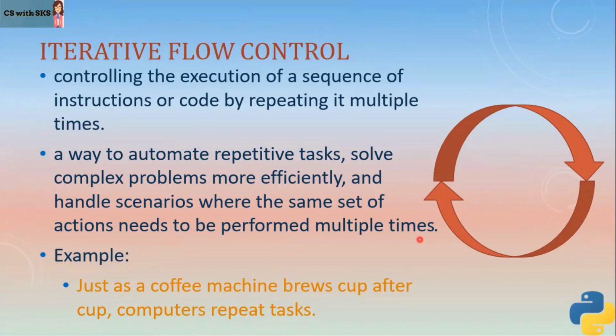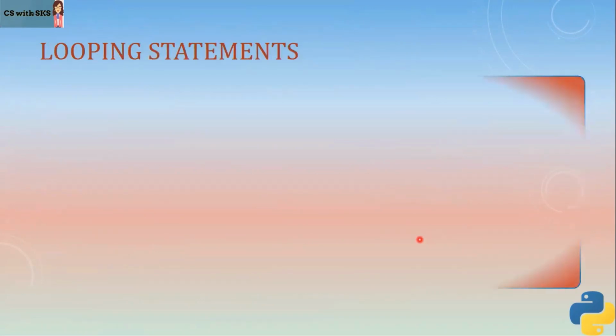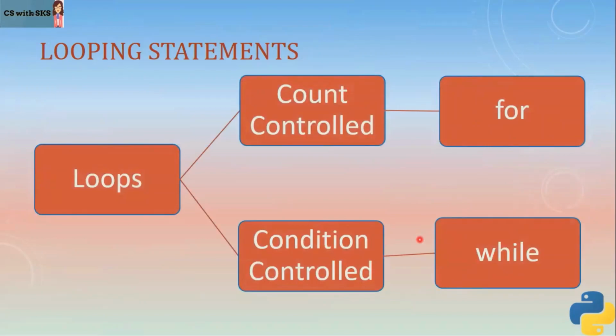To understand iterative flow control, first of all, we need to understand what are looping statements and their types. There are two types of loops. One, count controlled, and the other one is condition controlled. So sometimes we already know how many times we have to do something. How many times a particular task is to be repeated, we already know the count. So those loops are known as count controlled loops, where you already know the number of repetitions.